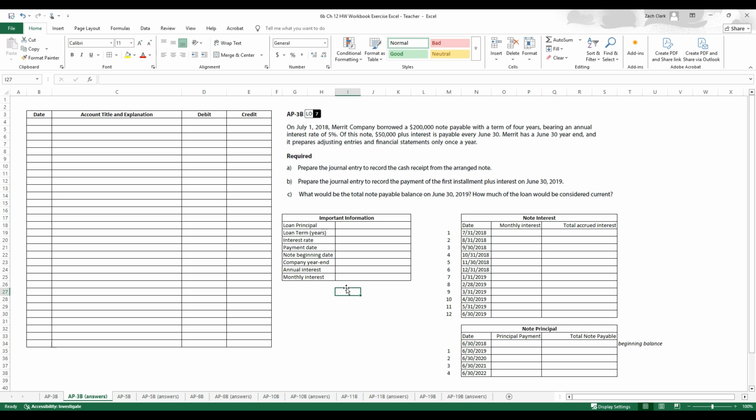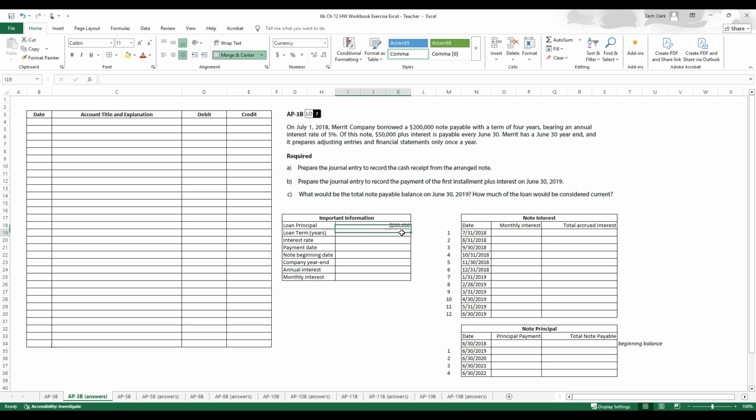So, okay, well, let's start filling out some of this important information here. And so we can just fill most of this out with what it tells us above. And I just always like putting the information down into a kind of a table format, so it's a little easier to work with. So we've got $200,000 is our loan principal.